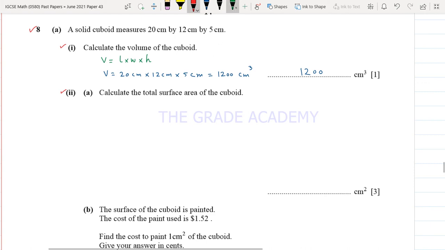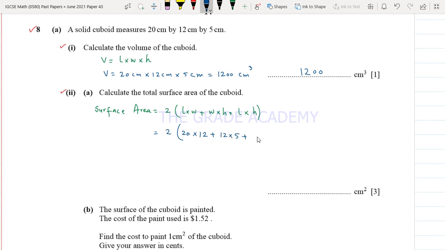Calculate the total surface area of the cuboid. Now the surface area of a cuboid is given by the formula: surface area is equal to 2 times (length times width plus width times height plus length times height). So if you plug in the values, 2 times (20 times 12 plus 12 times 5 plus 20 times 5), which is equal to 2 times (240 plus 60 plus 100), which is equal to 2 times 400, which is equal to 800 square centimeters. So the surface area is 800 square centimeters.